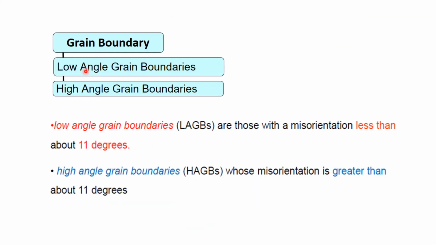Grain boundaries can be low angle grain boundaries or high angle grain boundaries. Low angle grain boundaries are those with a misorientation less than about 11 degrees, whereas high angle grain boundaries are those whose misorientation is greater than about 11 degrees.